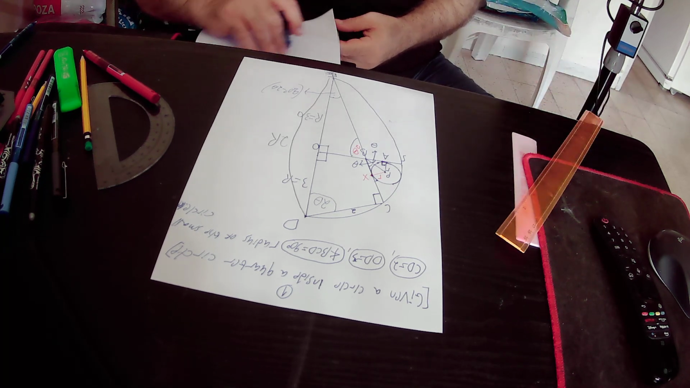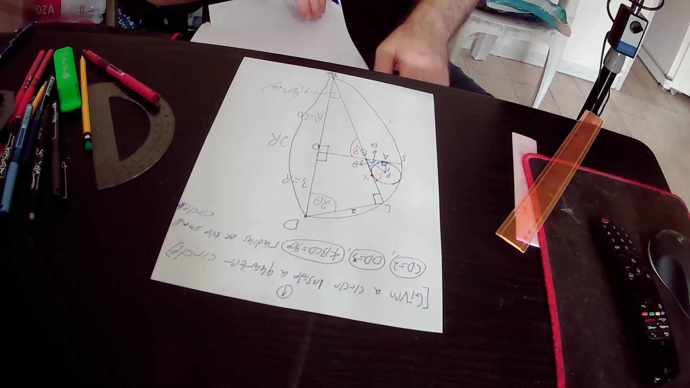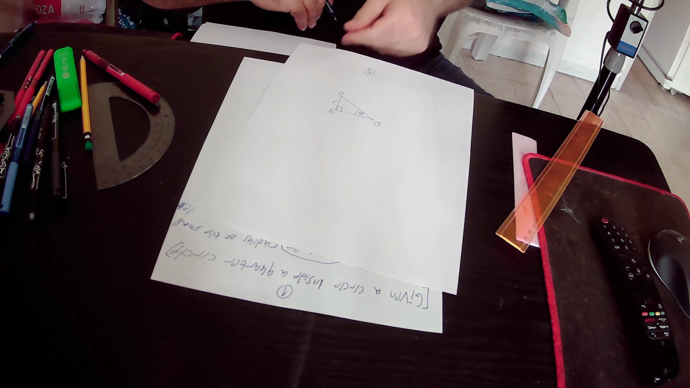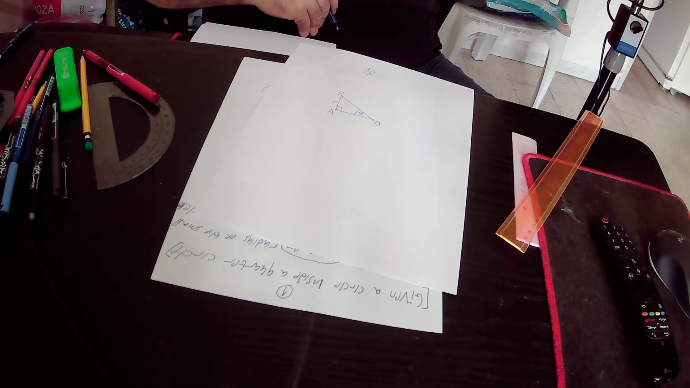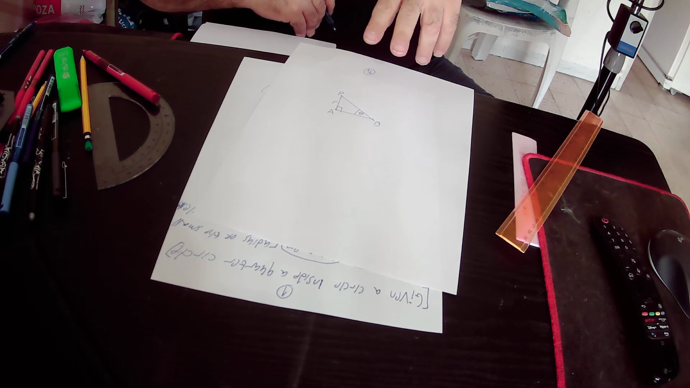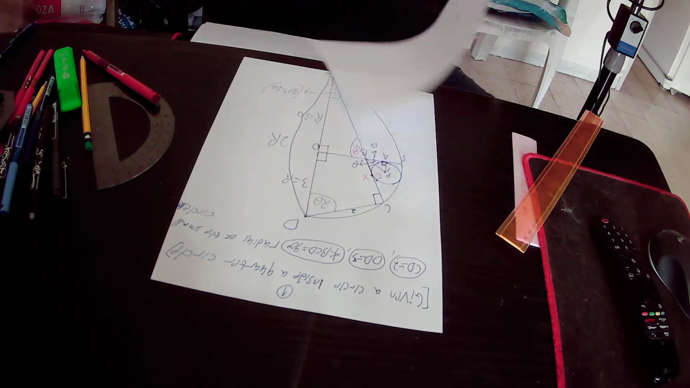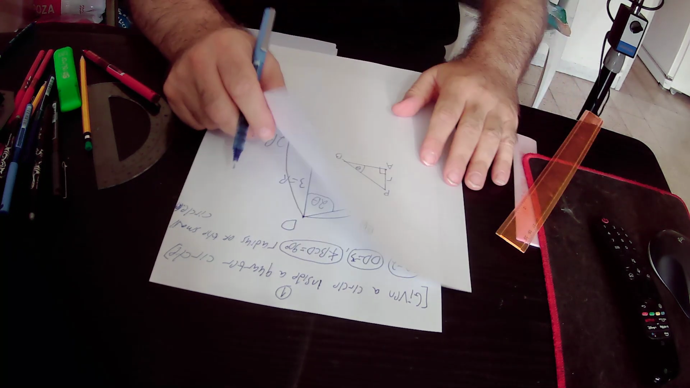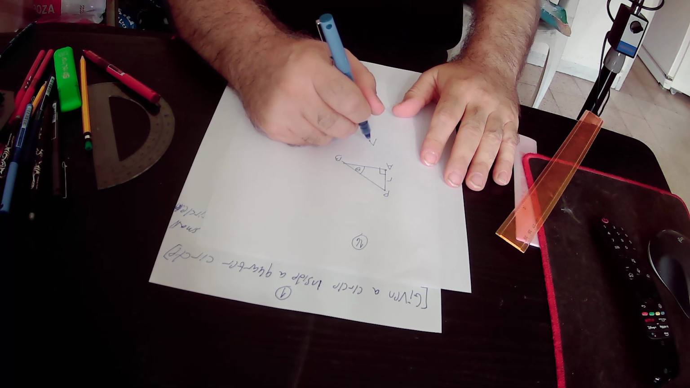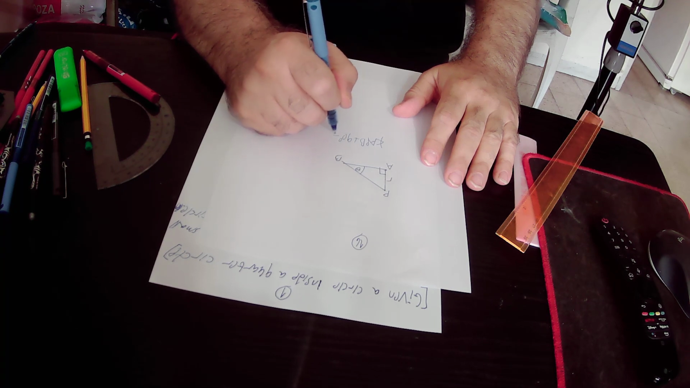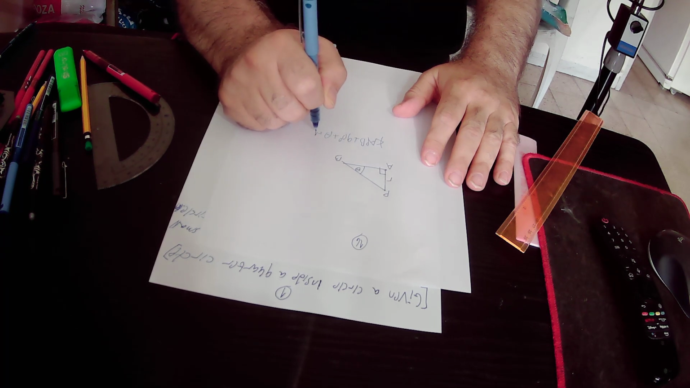Okay, so I draw the right triangle with angle theta. We know that the sum of the angles in any triangle equals 180 degrees. So here angle APB plus 90 degrees plus theta equals 180 degrees.